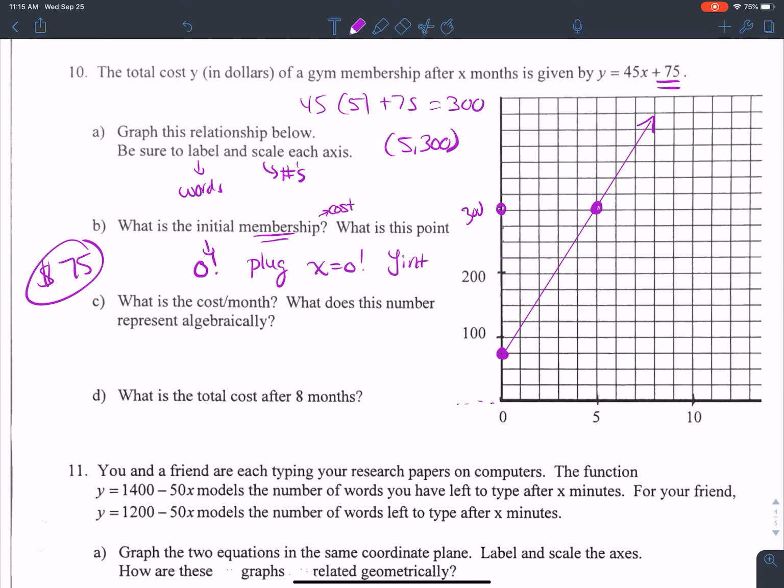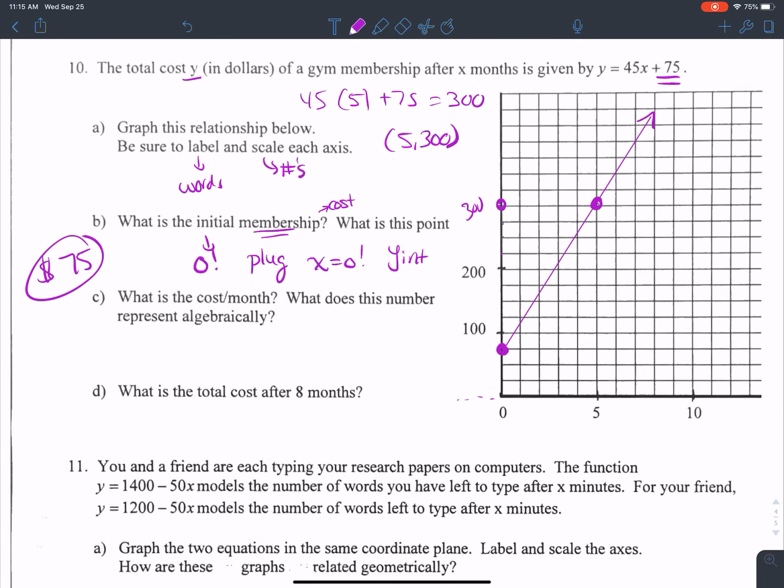On the next one, what is the cost per month? What does this number algebraically represent? So the cost per month, well, that's y. So y is cost, and x is months. So if we're looking for y over x, that's just the slope. So the slope here is $45. So the cost per month is 45, and what does this number represent algebraically? It's the slope of the line.